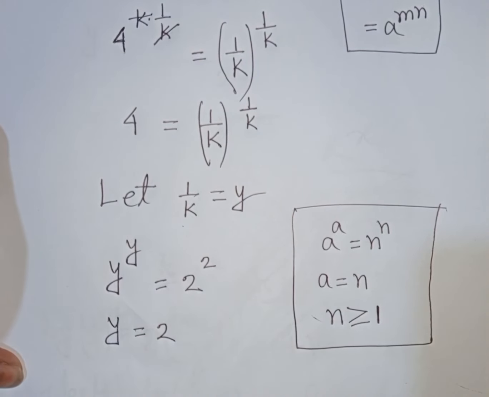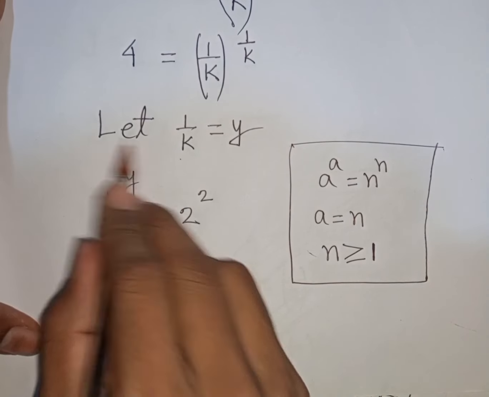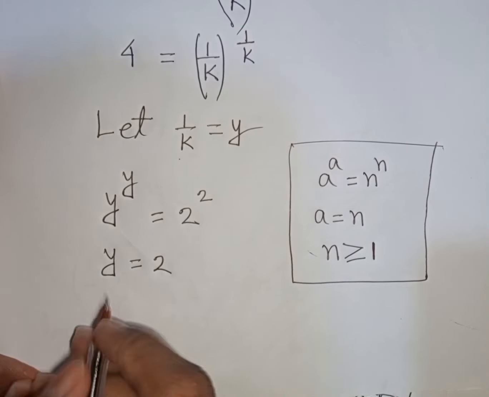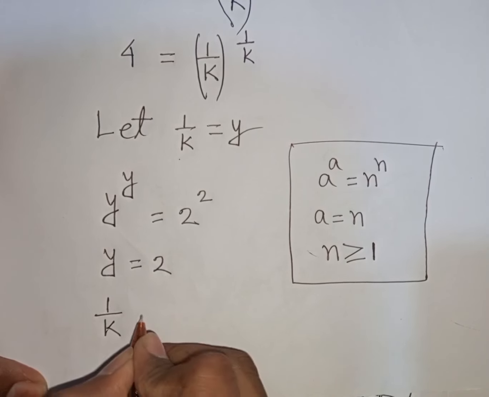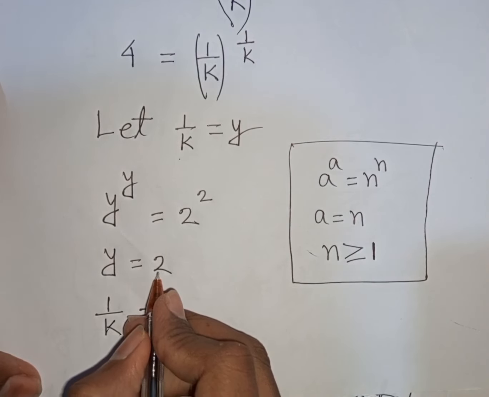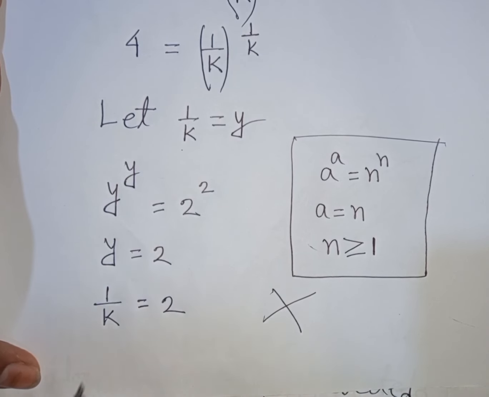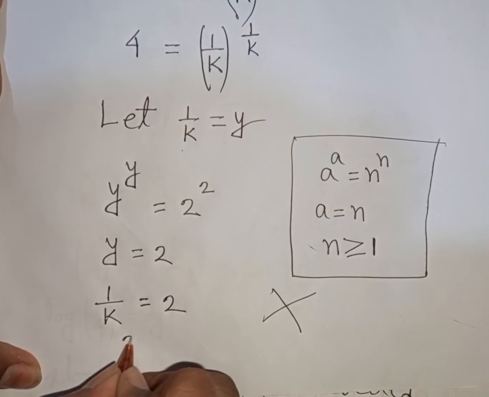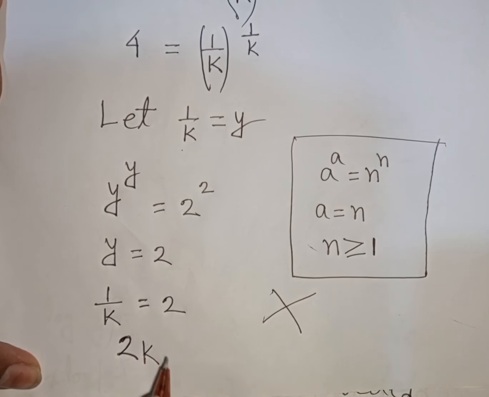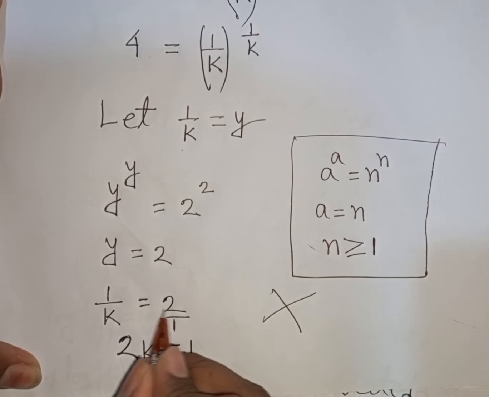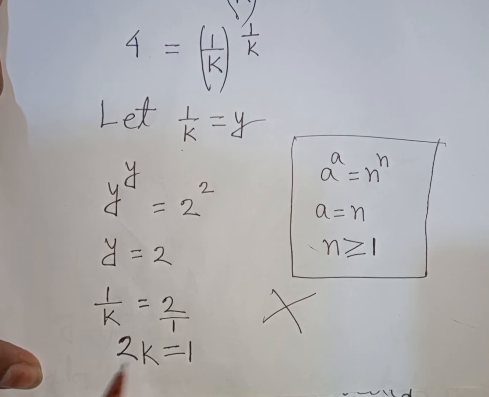But remember that we let 1 by k be substituted by y. So y, that means 1 by k, is equal to 2. Now here I can apply cross multiply. So I can write here k multiplied by 2, that means 2k is equal to 1 multiplied by 1, that means 1. Here 2 is same as 2 by 1.